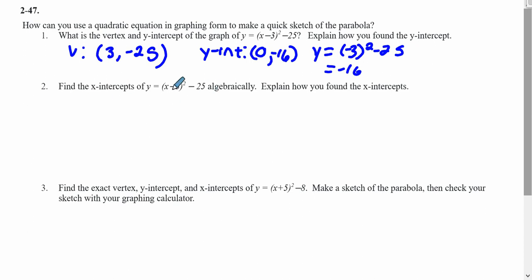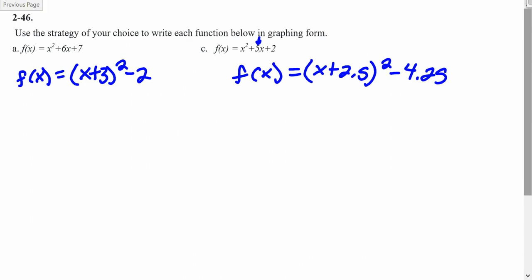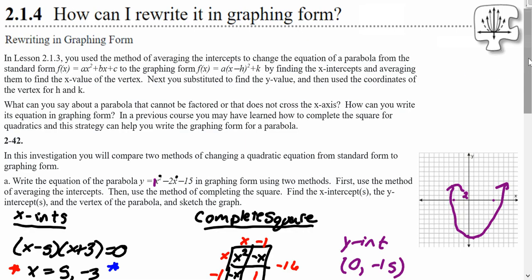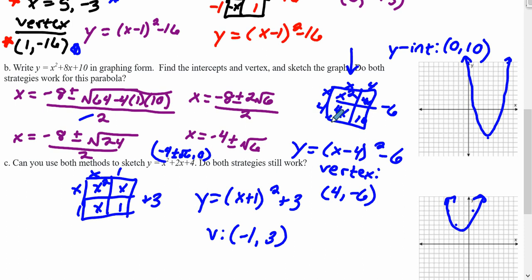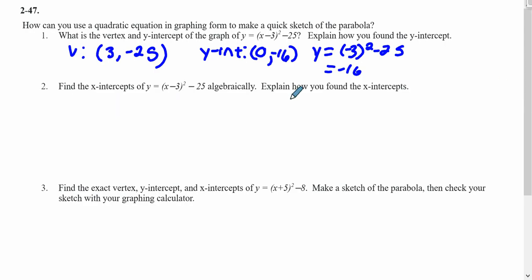Okay, same problem. Now again, when it's in graphing form, I want to find the x-intercepts. Just like in these problems back here, if I completed the square to get it into graphing form, I didn't have my x-intercepts. So I still have to solve for them, and you need an algebraic method to find them. The x-intercepts are the values of x when y is 0, so I substitute 0 in.